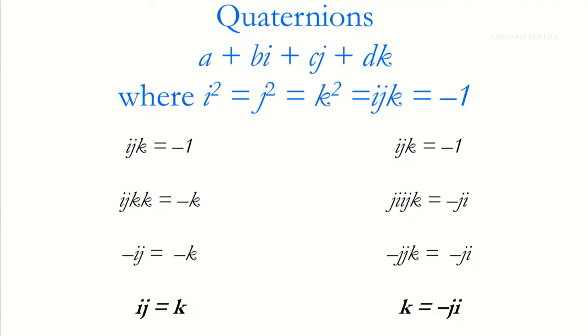Then the i squared here collapses out. i squared is -1, which means the j squared can be taken out as well, giving you minus k equals minus ji. So we also get that k is equal to minus ji. So ij equals k, but k equals minus ji.